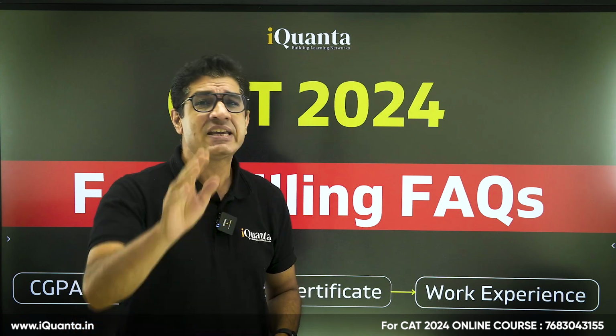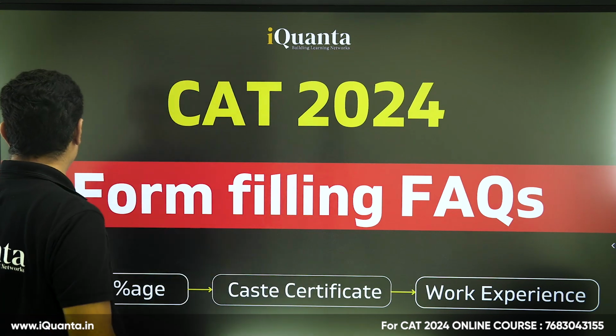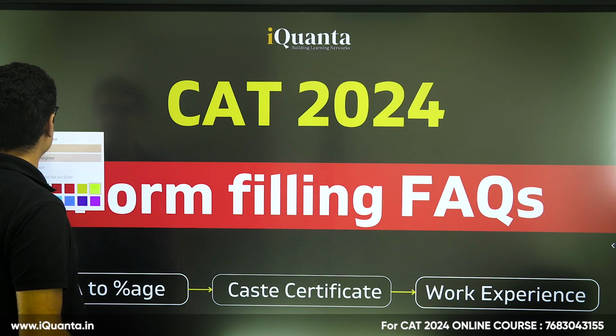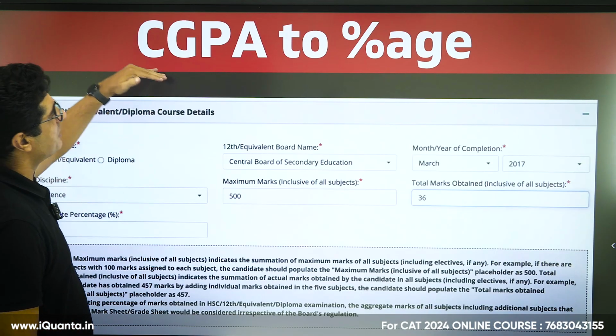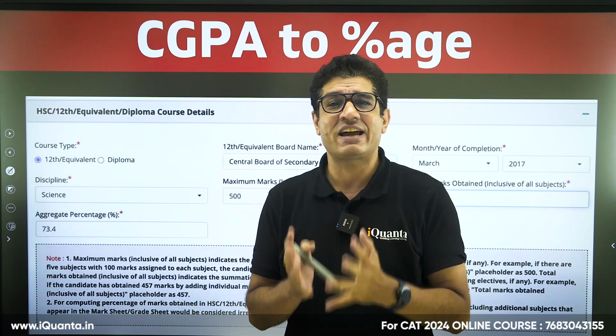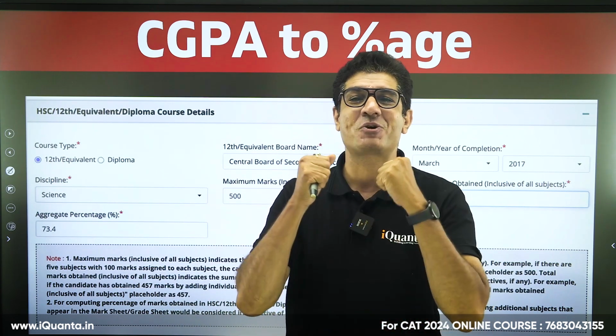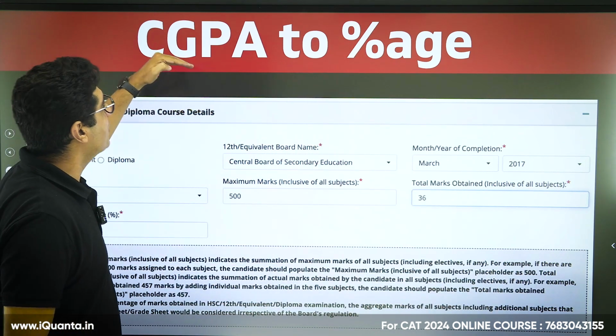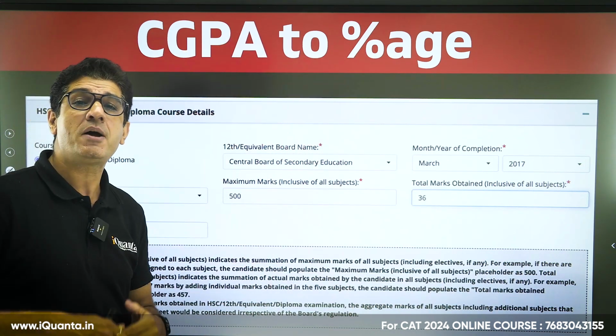I am Vikrant and I am going to talk about some of the frequently asked questions in the form filling. So let's start with this very frequently asked question. Sir, I do not have a percentage, I have a CGPA, so what do I do? So in this case, you convert your CGPA into a percentage.